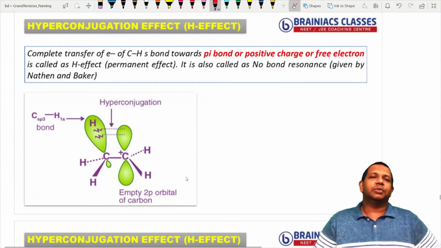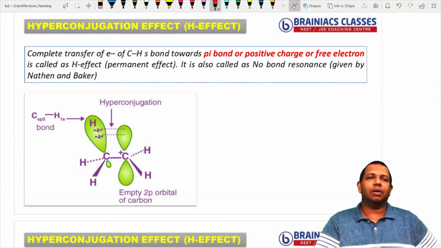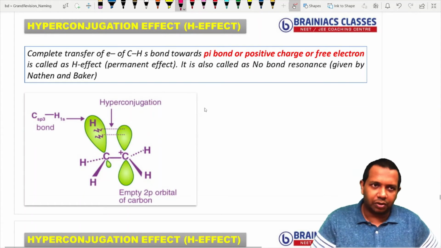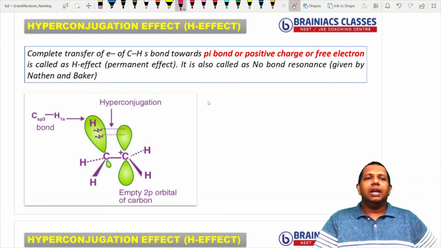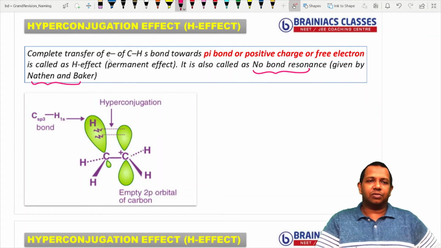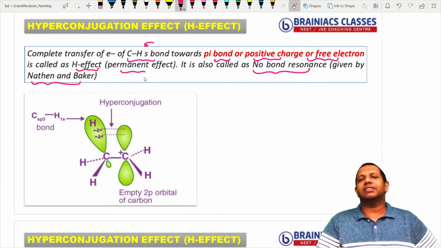Now next we will go to the next effect. We have learned the inductive effect and the resonance effect. Now comes the second most important one, that is the hyperconjugation effect. It is also called the Baker-Nathan effect, or sometimes no bond resonance. Okay, so basically what is the hyperconjugation effect? I can say it is the complete transfer of electrons of a C-H bond or sigma bond towards a pi bond or a positive charge or a free electron, and it is a permanent effect.